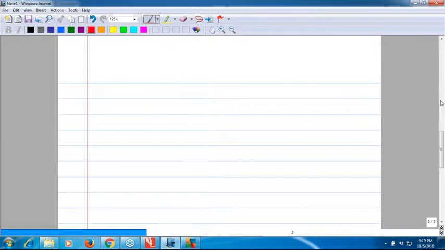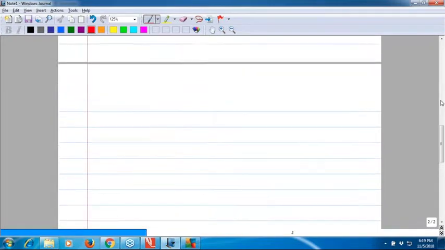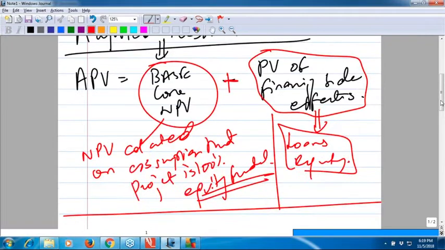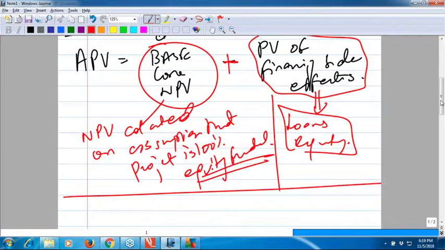So what we're going to do, when we are attempting the question, is identify what factors are to be used in base case NPV and what is going to be used for the present value of financing side effects. Now let's talk.